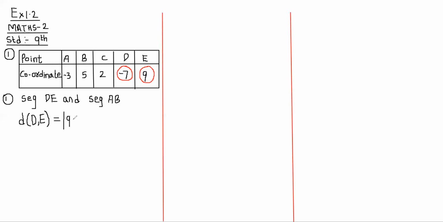So it is 9 minus smaller number, which is -7, which equals absolute value of 9 plus 7, minus into minus is plus. Therefore, it is absolute value of 16, and absolute value of 16 is nothing but 16. So we get distance of DE equal to 16 units. Similarly, we are going to find the distance of AB.